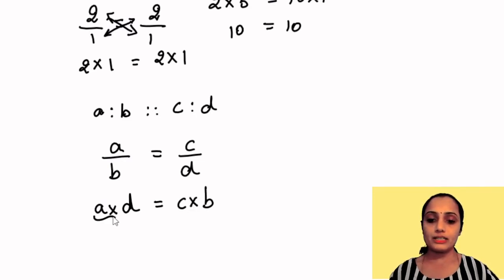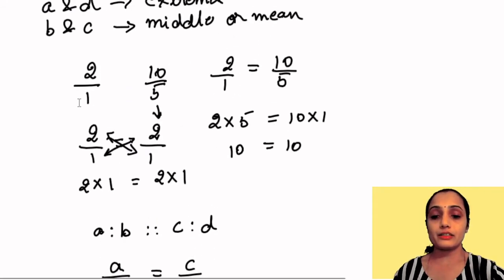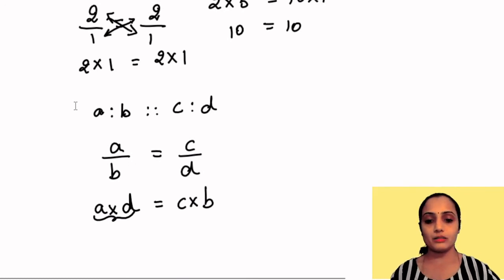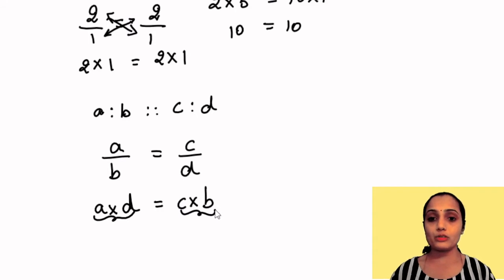Right, so you can see now the product of the extreme terms. We have the extreme terms A and D, and B and C are the mean terms. So the product of the extremes is equal to the product of the mean terms. This is a very important concept in proportions.